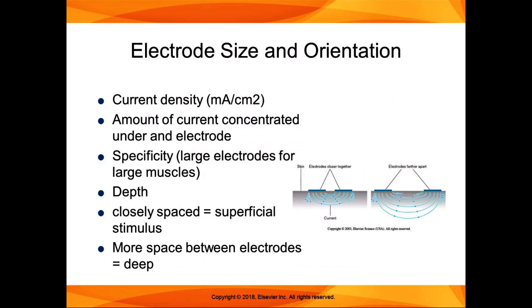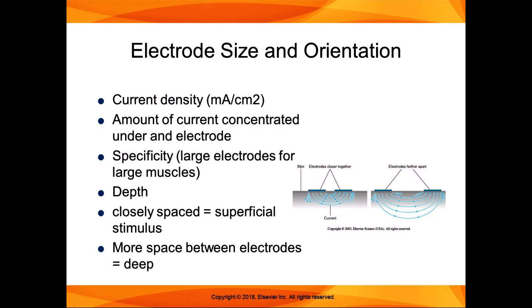So the current density is measured in milliamps per centimeter squared. Current density is the amount of current that's concentrated under an electrode. The large electrodes, you usually use them for large muscles, small electrodes for smaller muscles. A smaller electrode has a greater current density, so it's the same amount of current going through a smaller section. If you have the electrodes closer together, the current will go at less depth. If you have them farther apart, you will get a deeper stimulus.